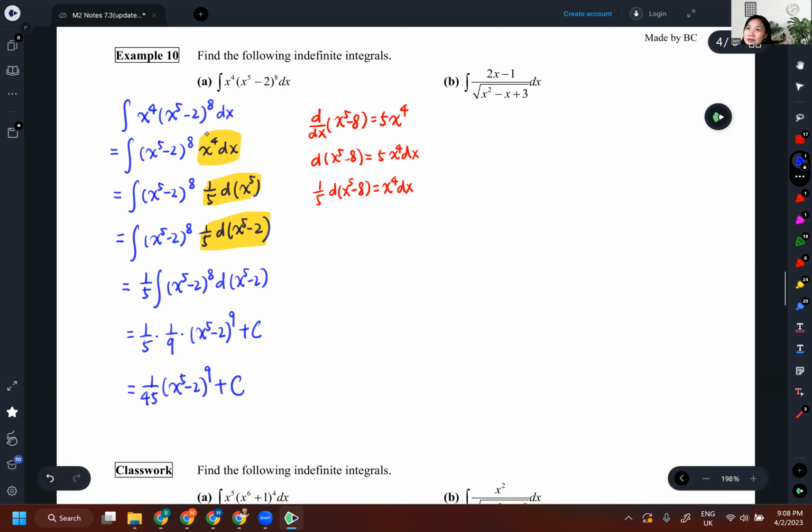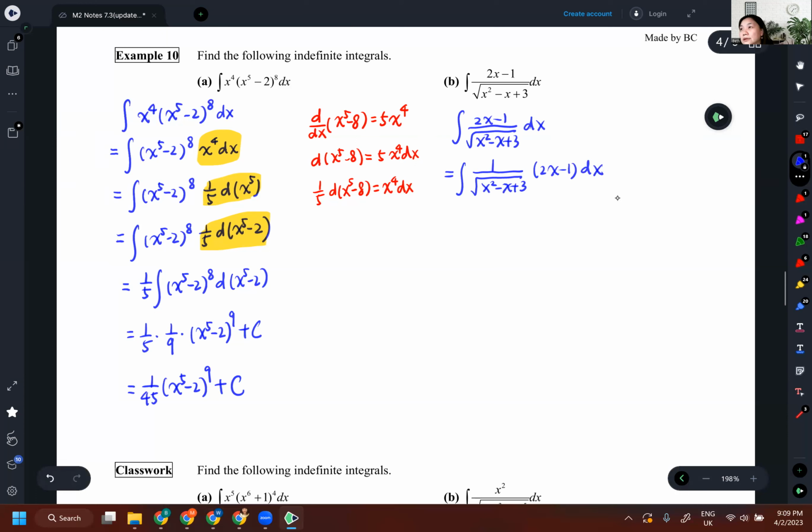x squared minus x plus 3 dx. And then, again, I will separate it. This one, x squared minus x plus 3, and then this is 2x minus 1 dx. Okay, I'll put these two together because I will replace this with another variable.